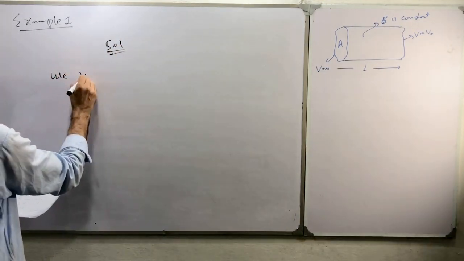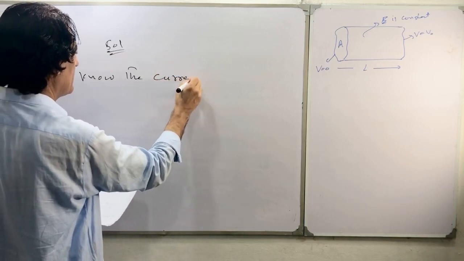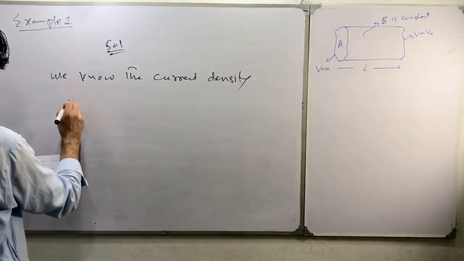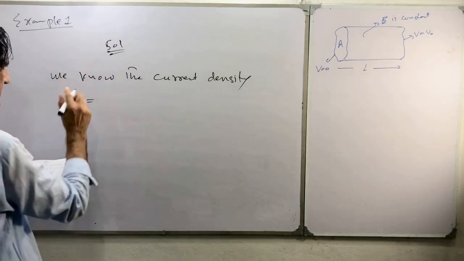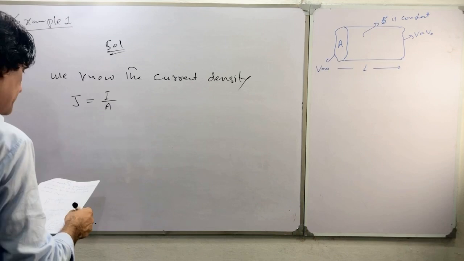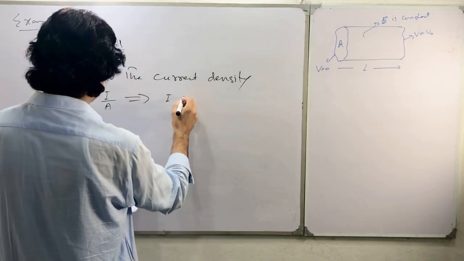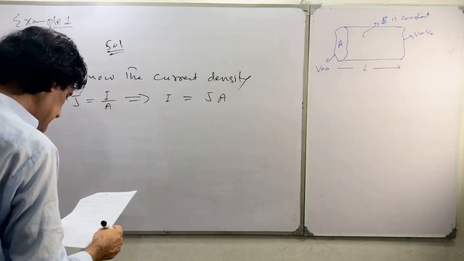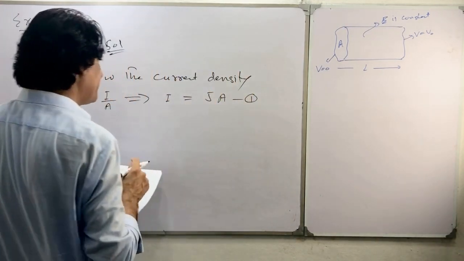And current density can be defined as current per unit area. So this is current per unit area, we know. This is from the previous knowledge. And we can obtain the current I, which is equal to JA. I represent this as equation number 1.